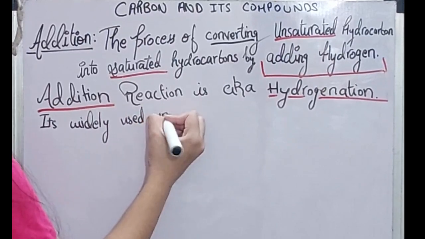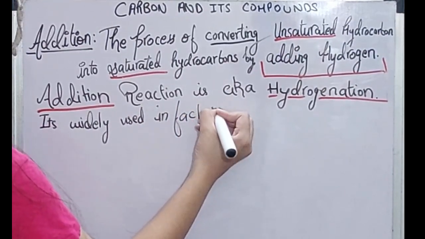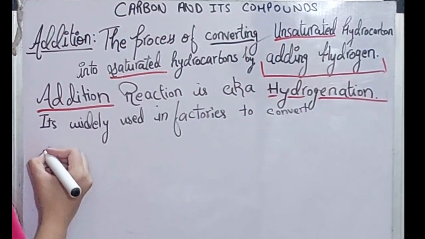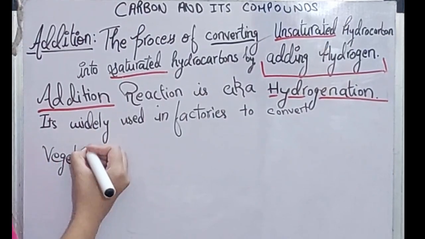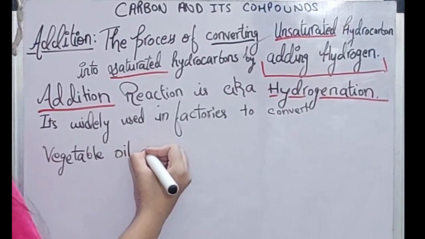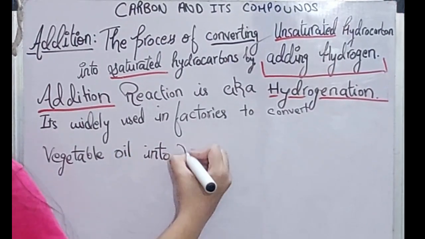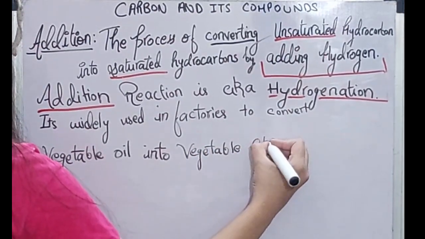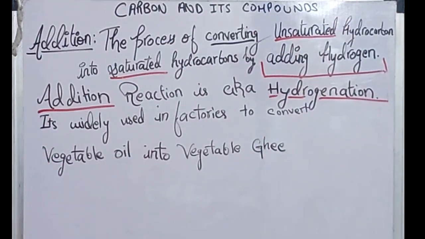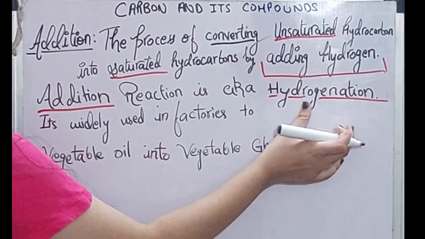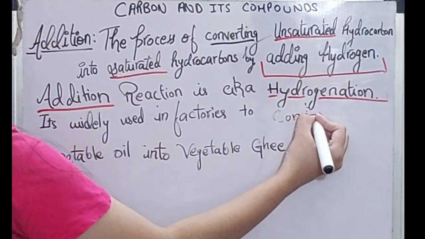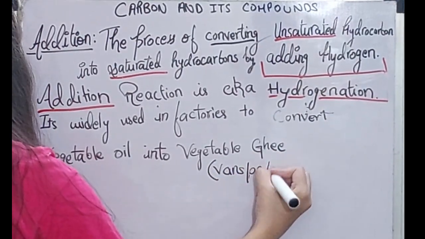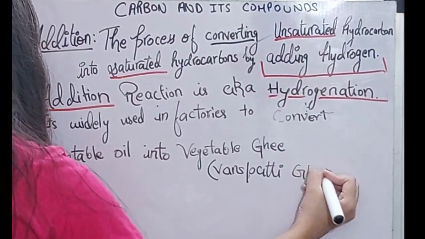used in factories to convert vegetable oil into vegetable घी. ये थोड़ा छोटा हो गया, आई एम सॉरी फॉर दैट. मार्कर भी नहीं चल रहा ठीक से. और जिसे वनस्पति घी.